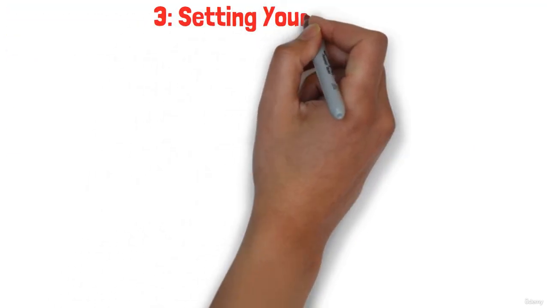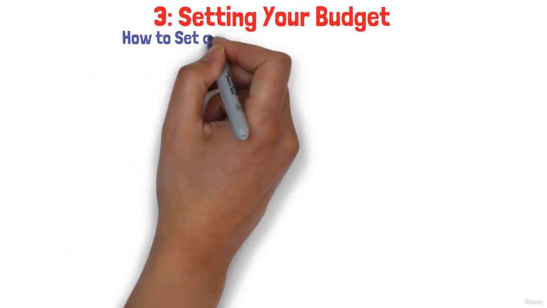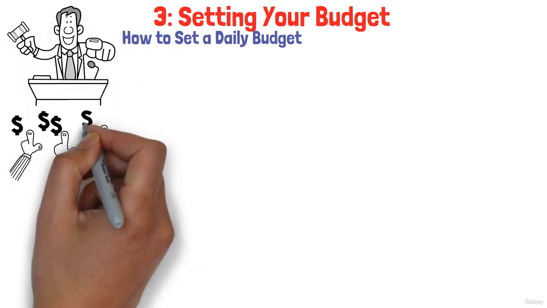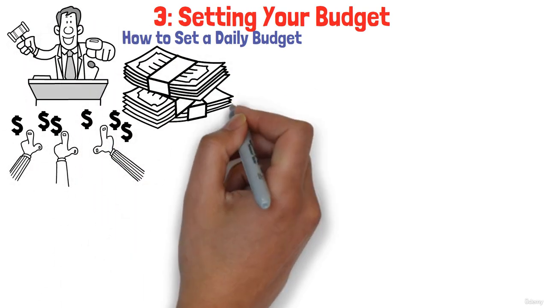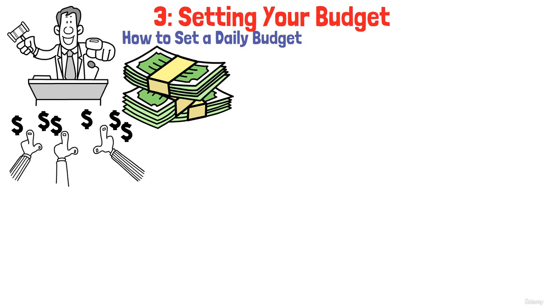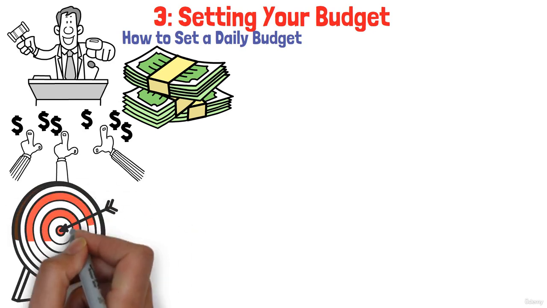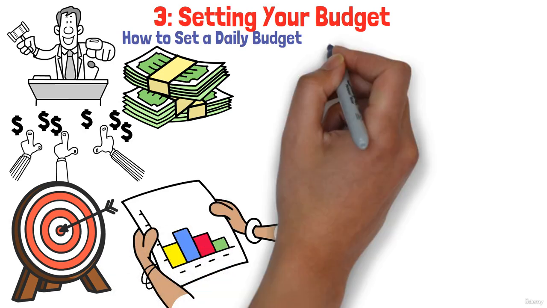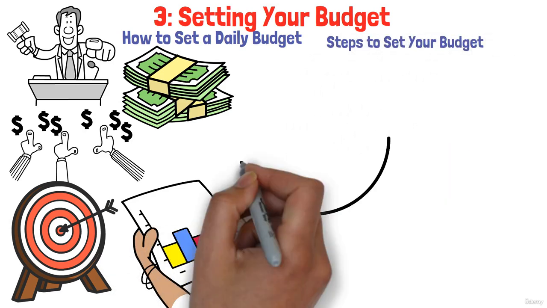Part 3. Setting your budget. How to set a daily budget. Now that you understand how to bid, it's time to set your budget. Your daily budget is how much you're willing to spend per day on your campaign. The goal is to make sure you're spending enough to get results without overspending. Steps to set your budget.